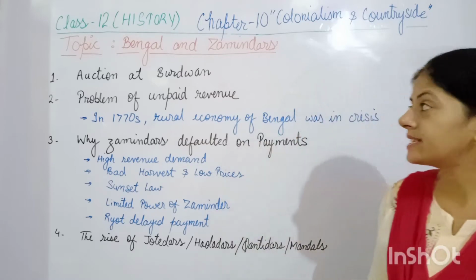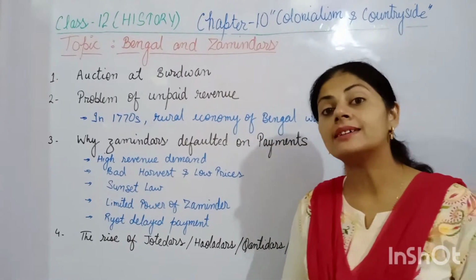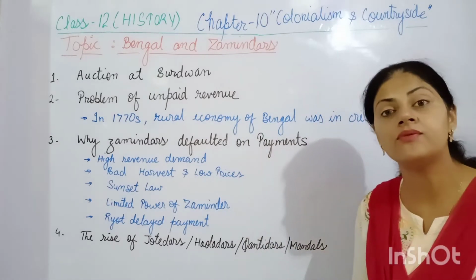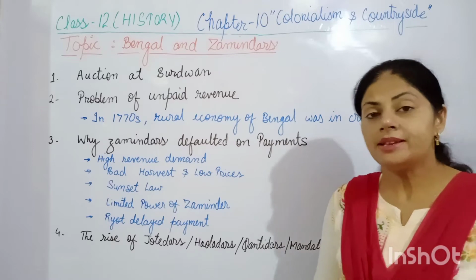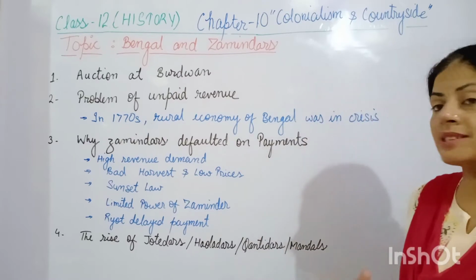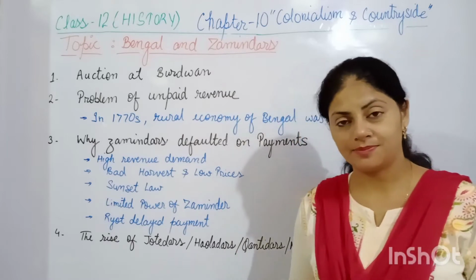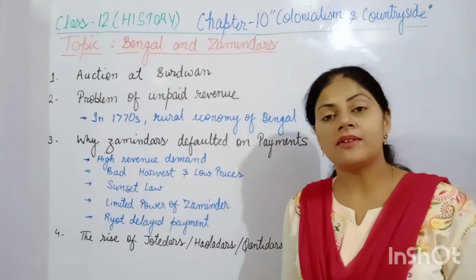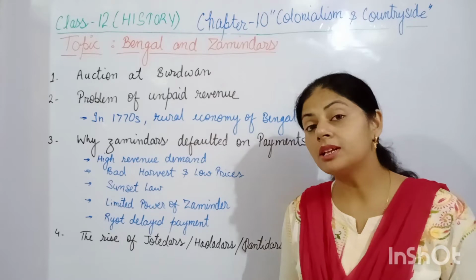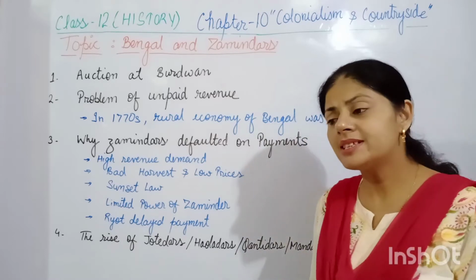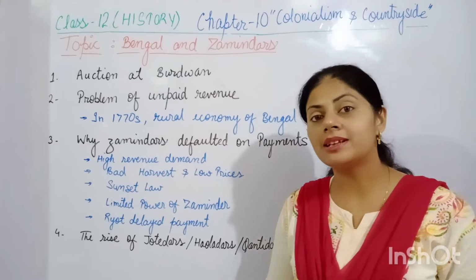So after getting the region of Bengal, now they started thinking to have a regular source of income for them. That's why they started to introduce several kinds of land revenue policies. Firstly, we start discussing the land revenue policies introduced by the Britishers. This thing you studied previously also in class 8.